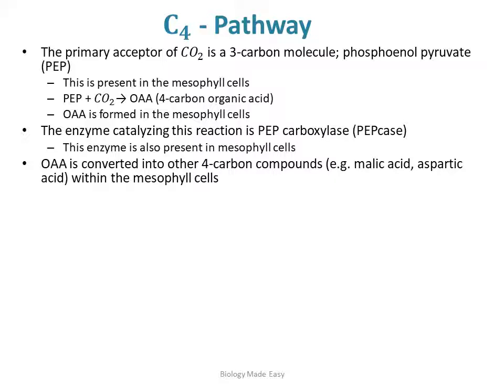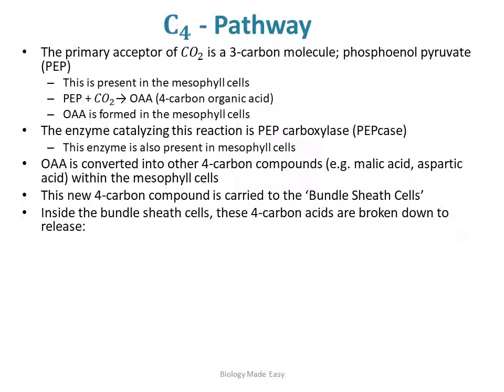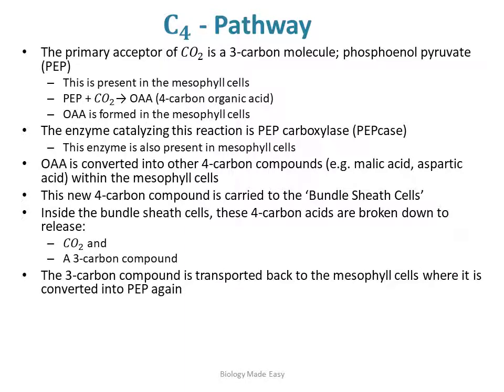Once OAA is formed, it is converted to other 4 carbon compounds within the mesophyll cell itself. These can be malic acid, aspartic acid. These new 4 carbon compounds are then carried from the mesophyll cells into the bundle sheath cells. Once inside the bundle sheath cells, the 4 carbon acid is broken down to release carbon dioxide, which is retained by the bundle sheath cell, and the 3 carbon compound, which is transported back to the mesophyll cells, where it is converted back to PEP.